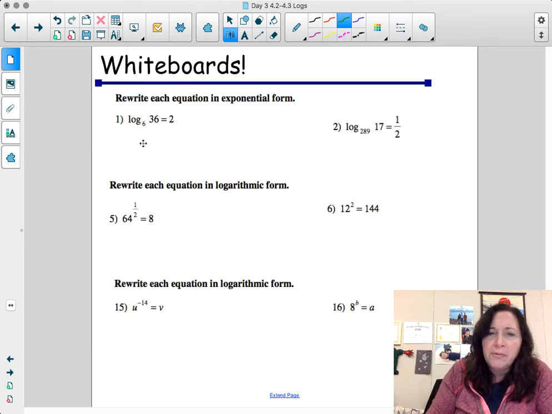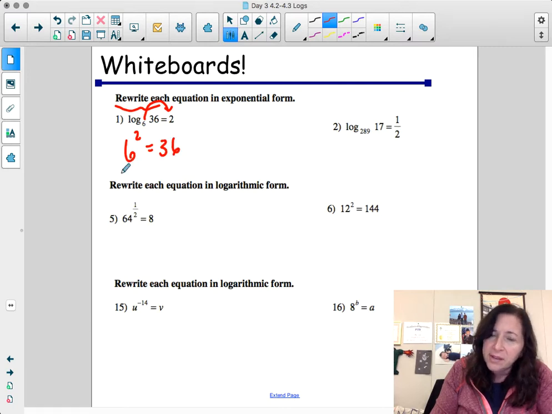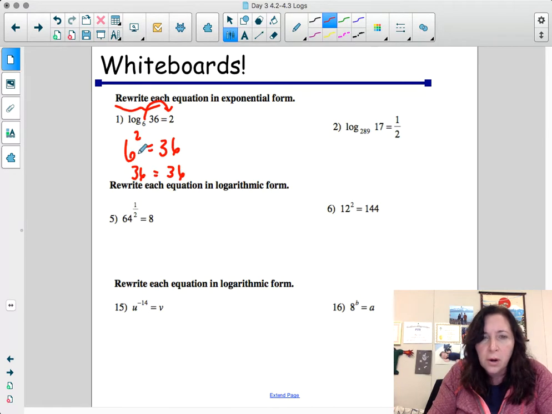So these problems right here are just some practice problems that I'd like you to do. And these are not solving anything. It's actually just saying rewrite it. So this way is actually pretty easy. You're going base to across the equal sign. So 6 to the 2nd power is equal to 36. Verifying that, I could do that 2 ways. I could say, well, 6 squared is 36, and that equals 36. Or I can say 6 squared is equal to 36, which is 6 squared. So yes, those are the same.